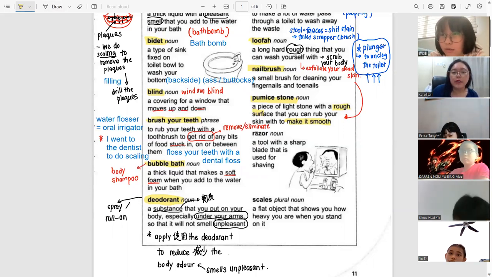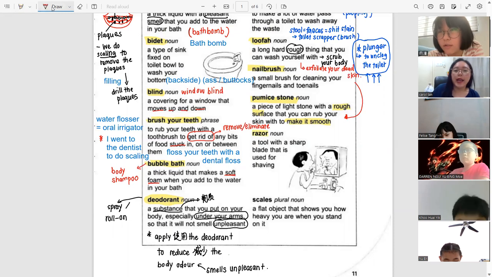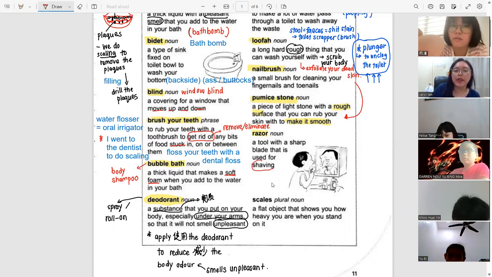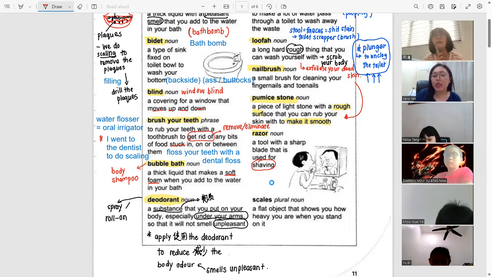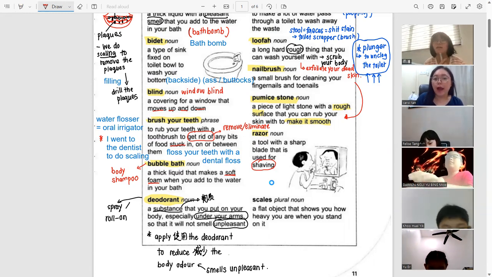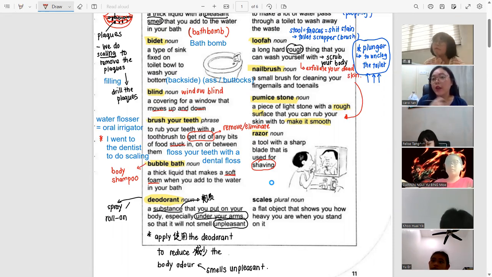Razor, a tool with a sharp blade that is used for shaving. Everybody can circle the word shaving. You use the razor to shave your beard, to shave your, what is it?